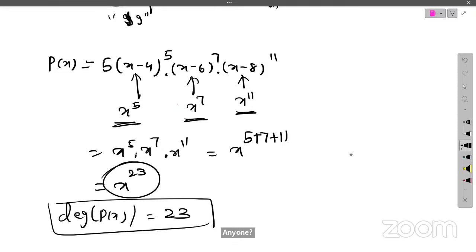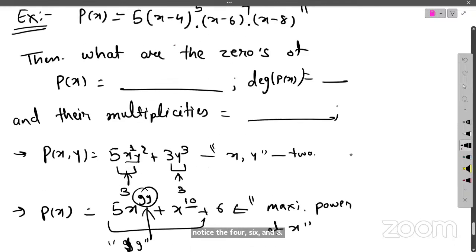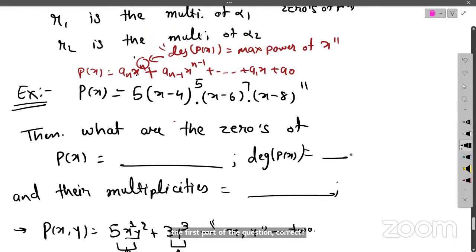The roots are 4, 6, and 8. You also asked to find the zeros. Zeros are 4, 6, and 8, because these are the only numbers. If you put 4 here, then this bracket will become 0 and it will make everything 0. Similarly, if you put 6 here, this bracket will be 0, all the terms will be 0. Similarly, 8 here. So that's why the roots are 4, 6, 8.